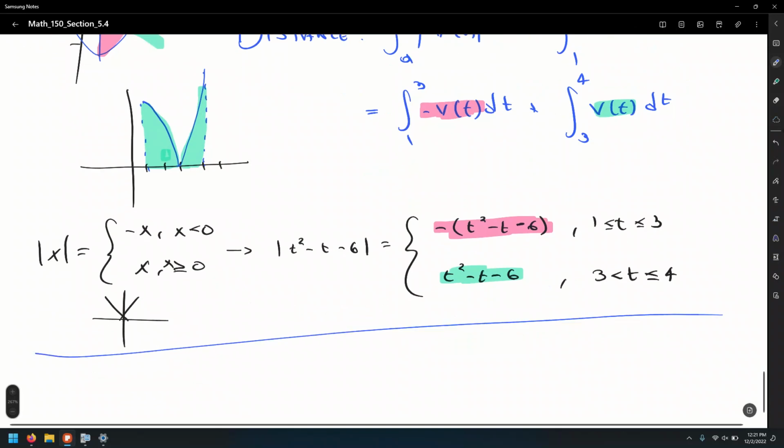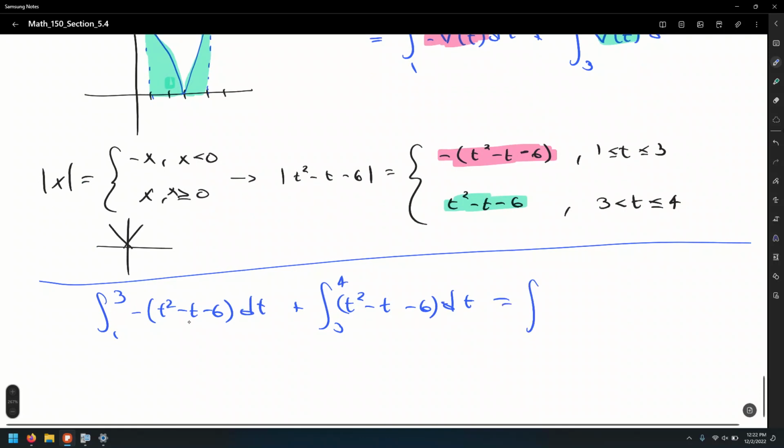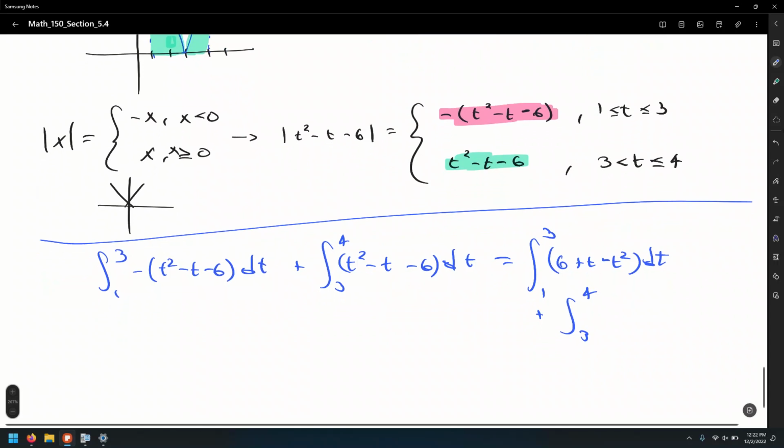So I'm going to continue over here. That's going to be the integral from 1 to 3 of negative t squared minus t minus 6 dt plus the integral from 3 to 4 of t squared minus t minus 6. And all I'm going to do here is simplify the first integral, the one that contains the negative function. That's going to be the integral of 6 plus t minus t squared dt from 1 to 3, and plus the integral from 3 to 4 of t squared minus t minus 6.